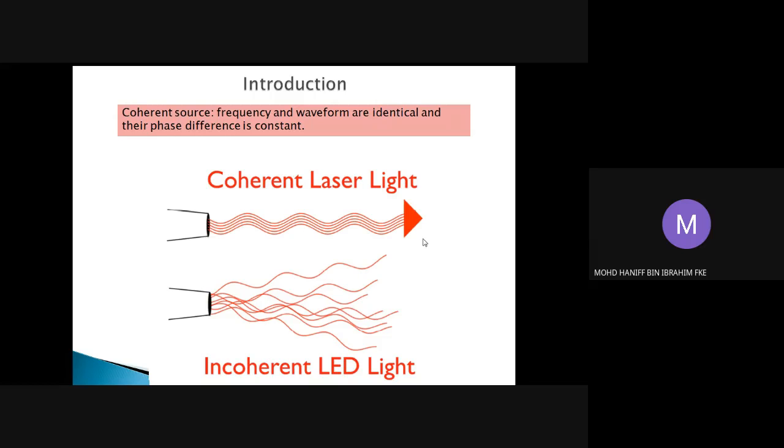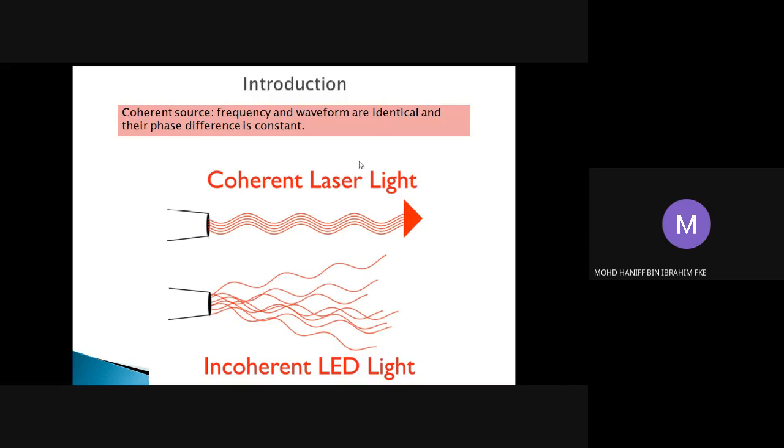For the laser diode, we have what we call coherent light transmitted by the laser diode. Whereas for the LED, the light emitting diode, the light produced is said to be incoherent. These figures can be used to explain what is meant by coherency of light. A coherent source means the frequency and waveform of light are identical and their phase difference is constant. That is what is meant by a coherent source.